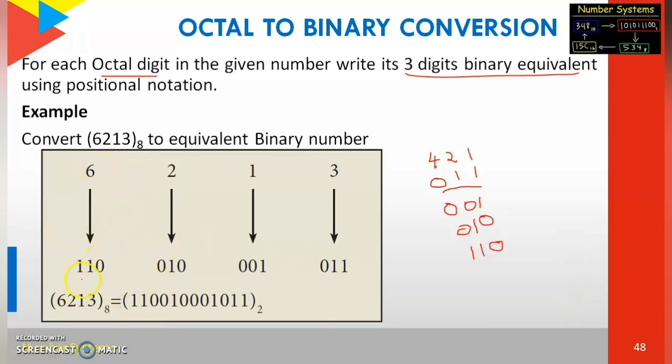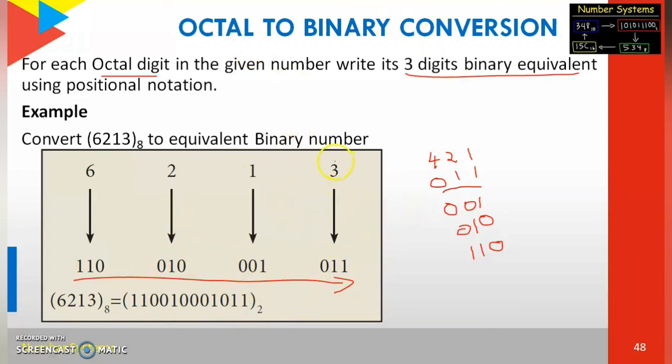Now you can write all these binary numbers in sequence order, and we get the output for the given number. So 6213 base 8 is equal to 110 010 001 011 base 2. This is the easiest way to convert octal to binary.